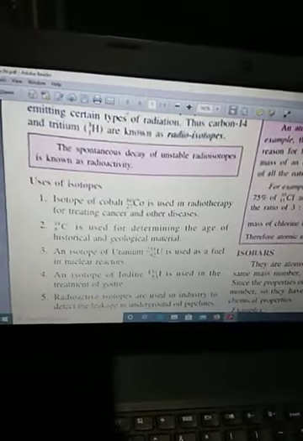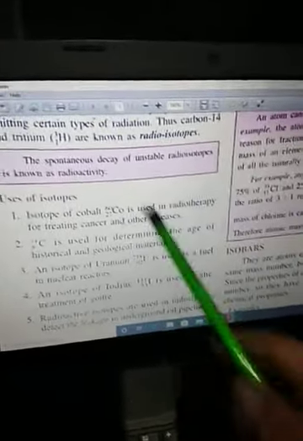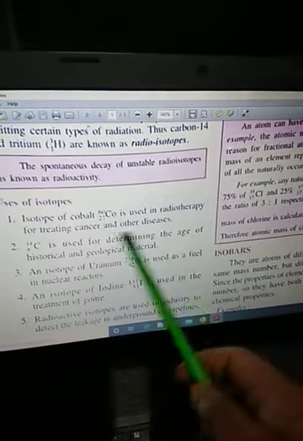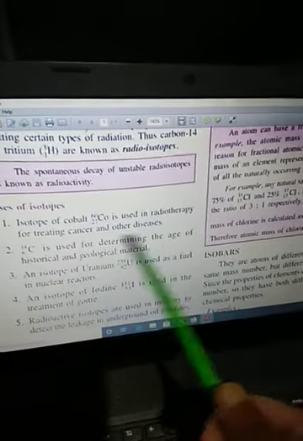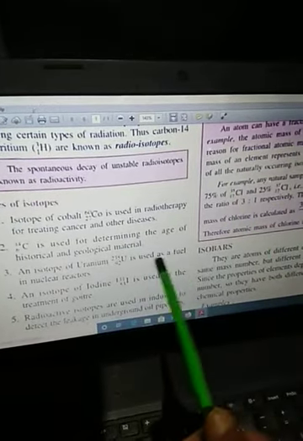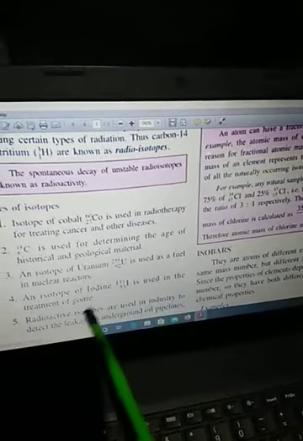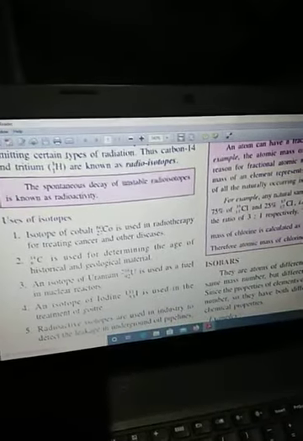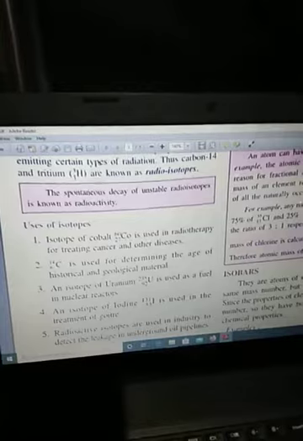The examples of radioisotopes are very important in the medical field. For example, cobalt is used in radiotherapy for treating cancer and other diseases. C-14 is used for determining the age of historical and geological material. An isotope of uranium is used as fuel in nuclear reactors. Similarly, an isotope of iodine is used in the treatment of goiter, which is an iodine deficiency disease.